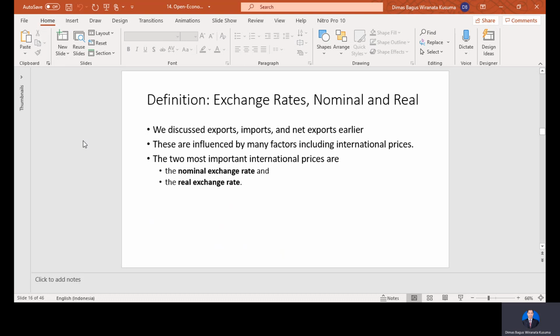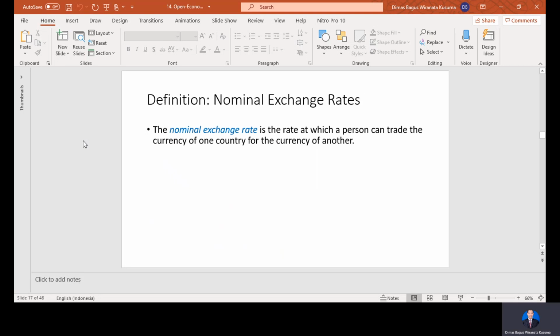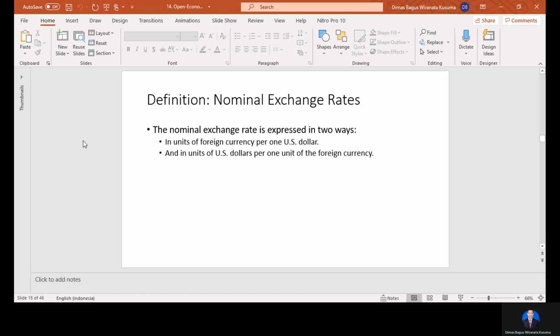Okay, we go to the exchange rate, nominal and real exchange rates. I think you have already seen before about the currency here. So we recognize the nominal exchange rate and real exchange rate. The nominal exchange rate is the rate at which a person can trade the currency from one country for the currency of another, such as Indonesian rupiah to US dollars. Yeah, this is the nominal exchange rate, in units of foreign currency per one US dollar.